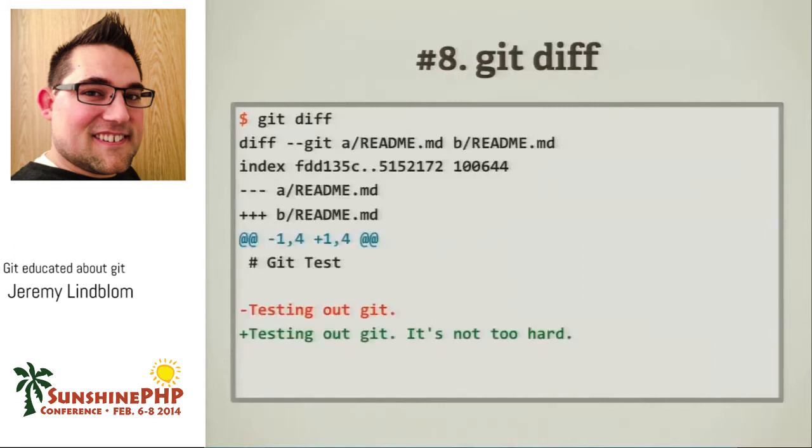Git diff is a cool command. It allows you to compare your working copy to the most recent commit. Or you can use other parameters to compare other things. But just by itself, if I were to make another change to the README document, and then type git diff, it would show me a cool little diff with red and green saying, hey, this is what it used to be, this is what it is now. It'll show you that for all the files that you changed, so you can quickly see what you've already done before you start staging and committing things.